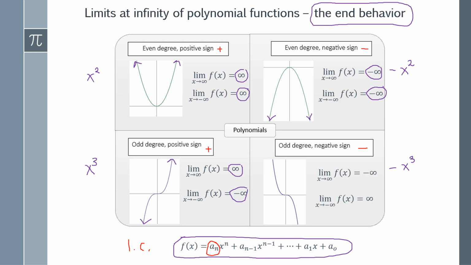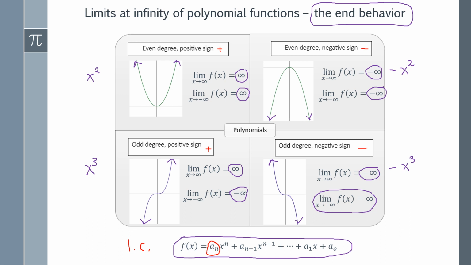Okay, and let's finish off our last case. So that would be negative x cubed. So that corresponds to all polynomials of odd degree with a negative leading coefficient. Notice now the left branch goes up. So that corresponds to what? That would be this limit right here. Limit as x goes to negative infinity is equal to positive infinity. And then the right branch goes down. So that would be the other limit.